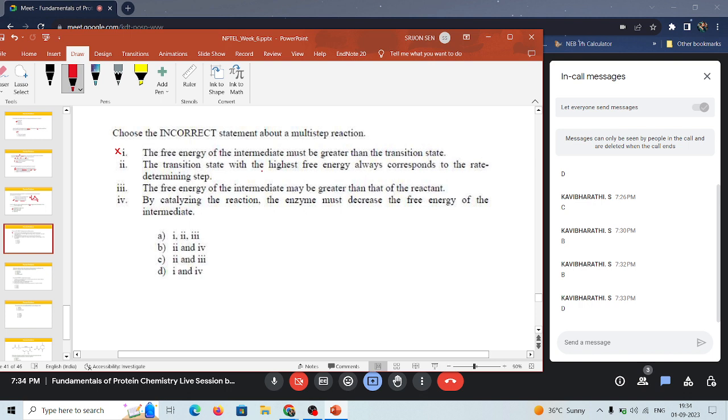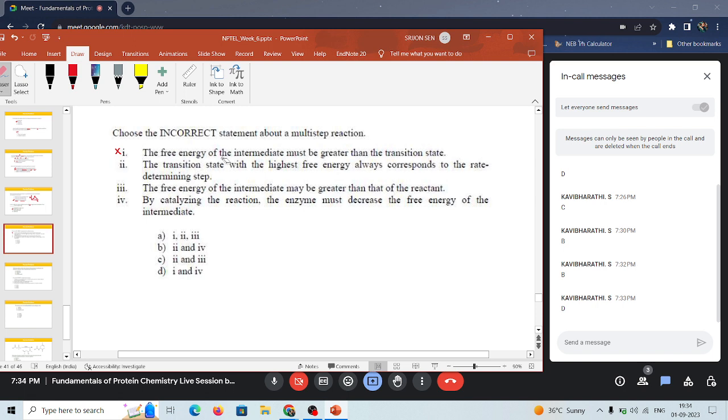The transition state with the highest free energy always corresponds to the rate determining step. That is also incorrect. And number 3, it says the free energy of the intermediate may be greater than the reactant. It is said may be greater than the reactant, but mostly it is greater than the reactant. So option 3 is also incorrect. Okay, wait. There has been an error.